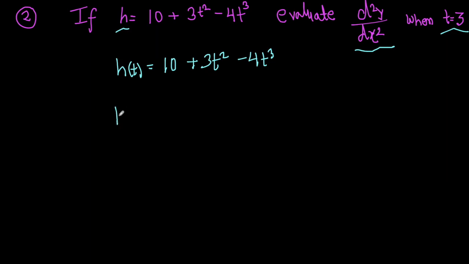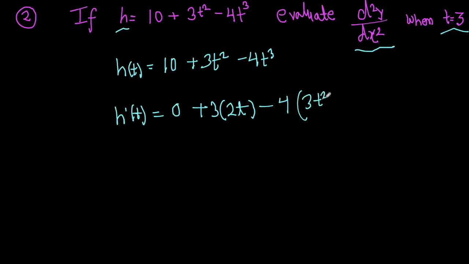So let's differentiate it one time. Here we have to remember that we are differentiating with respect to t, not x, because x is not given. Differentiation of 10 is 0, and differentiation of 3t square: I will leave the 3, and differentiation of t square is by the power rule 2t, because differentiation of x square is 2x. Minus 4, and differentiation of t cube is 3t square. Now let's simplify this further. This will become 0, this will become 60, and this will become minus 12t square. But this is the first differentiation.